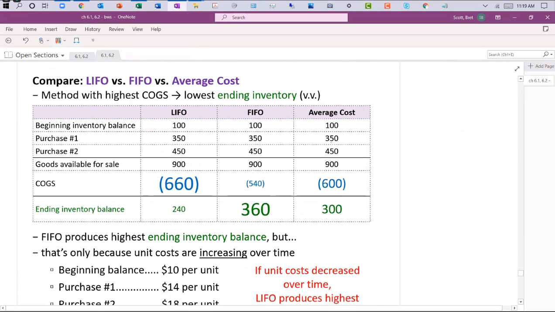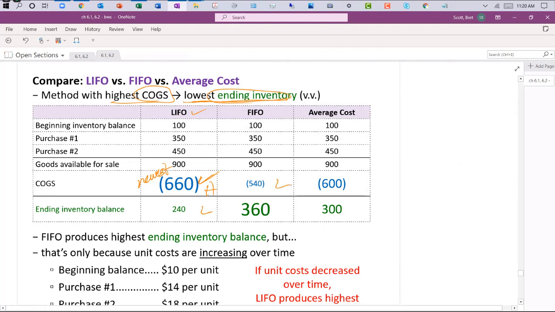Now let's take a look at the ending inventory. Usually the method that has the highest cost of goods sold is going to end up with the lowest ending inventory. That's simply because the units leaving are the most expensive. The stuff that's left behind is the least expensive. In the case of LIFO, remember that our cost of goods sold was really, really high. That's because that was the newest stuff. In this case, the newest stuff had the highest cost, right? This was high, so therefore you get a low inventory balance.